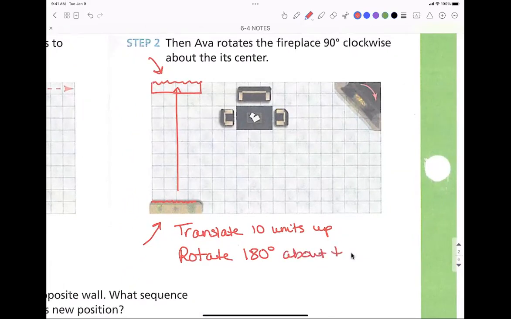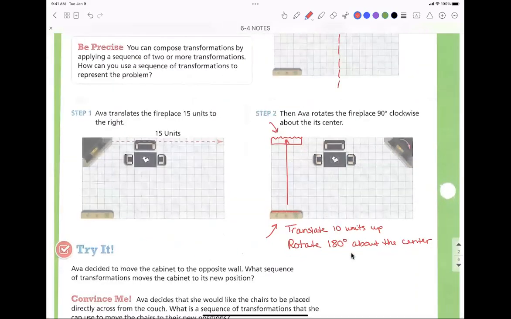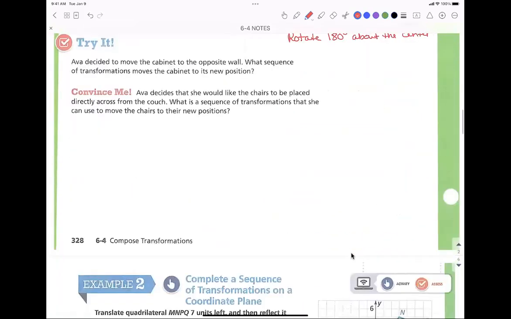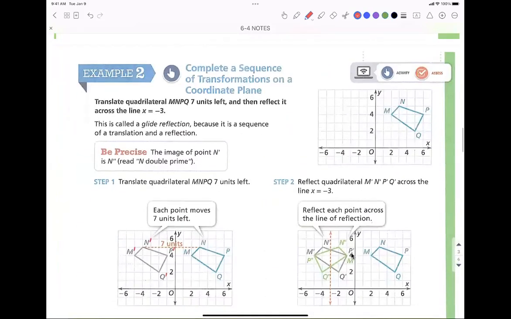And then about the what? Do we have an origin in this living room? No, about the center of the cabinet. We're going to stick a pin right in the center of this cabinet, pick it up, and spin it around. Okay, makes sense? Two moves. It took a translation and a rotation to put our cabinet where we needed it. It took a translation and a rotation to put the fireplace in the proper place. All right, I'm going to skip this convince me and go to example number 2.